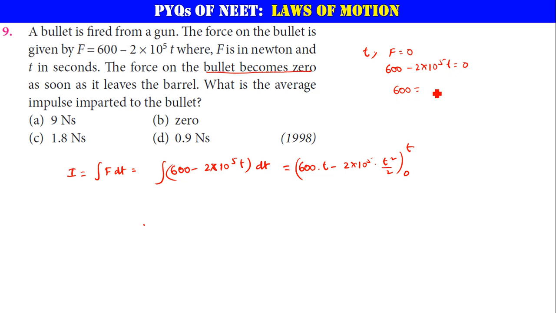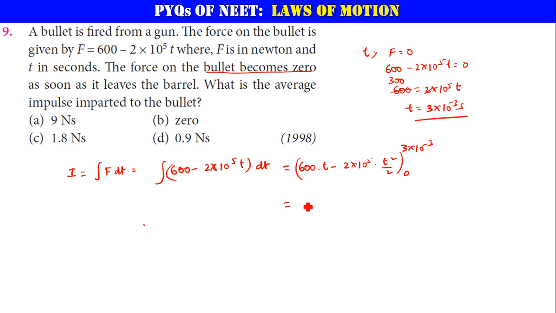600 is equal to 2 into 10 power 5 times t. Now 2 ones are 2, 300s are 300. So t is equal to 300 into 10 power minus 5. If it goes to the other side, that is nothing but 3 into 10 power minus 3 seconds. Or I can say in 3 milliseconds, the force on the bullet becomes 0. Let me substitute the upper limit as 3 into 10 power minus 3.